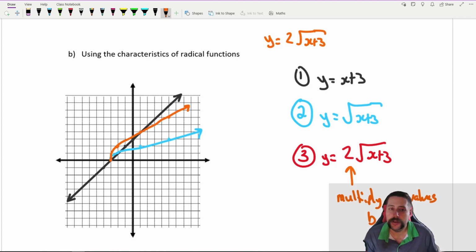There you go. I showed you this because you can do it in multiple ways. You can use mapping notation, or you can use the characteristics of radical functions to graph this. Depending on your teacher, you may be asked to do both, so I just wanted to show you both to make sure you have both.